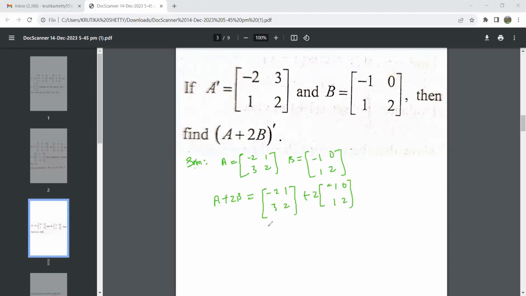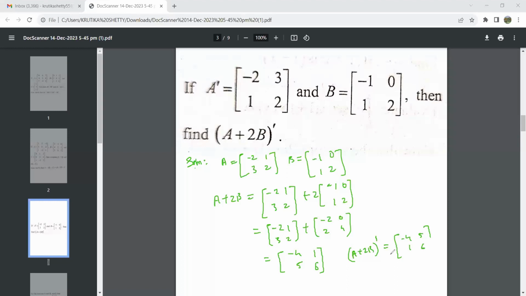When we multiply, we get minus 2, 1, 3, 2, plus, multiplying each element with 2, minus 2, 0, 2 and 4. Then take the addition of these elements. Minus 2 minus 2 is minus 4, 1 plus 0 is 1, 3 plus 2 is 5, and 4 plus 2 is 6. So this is A plus 2B, but in the question they have asked for (A plus 2B) transpose. So we need to change the rows into columns. So it will be minus 4, 1 and 5, 6.